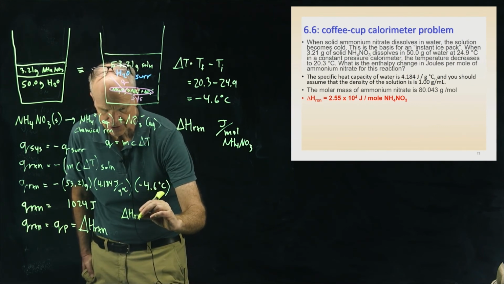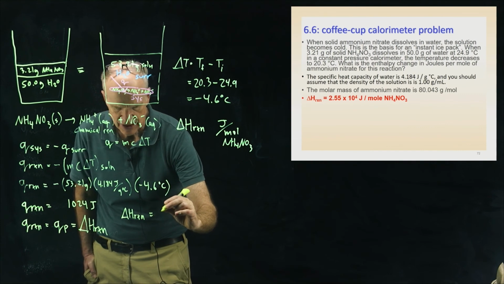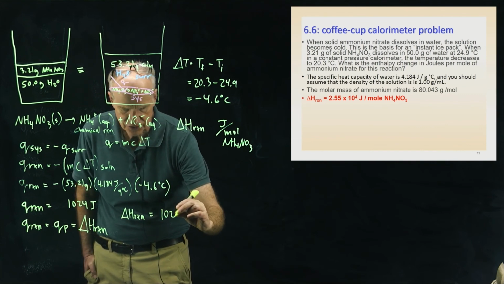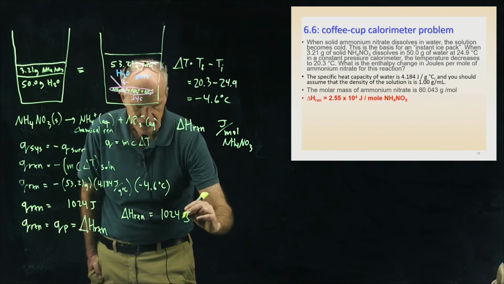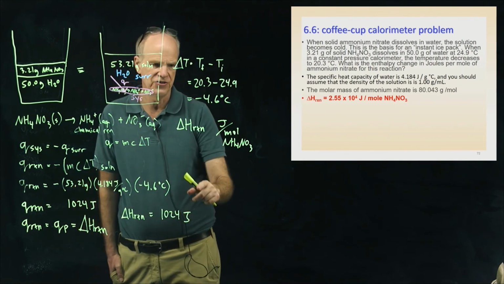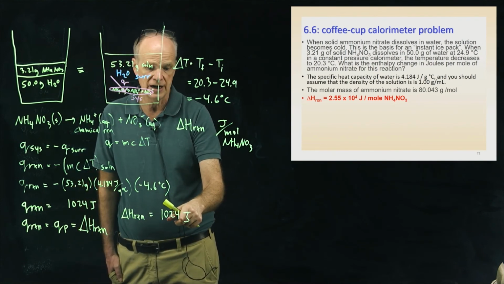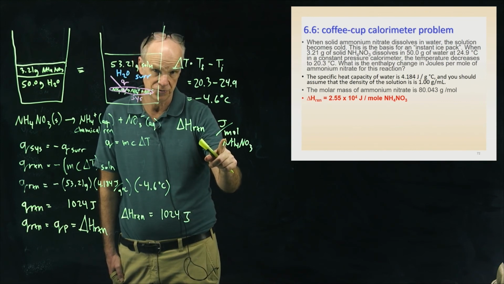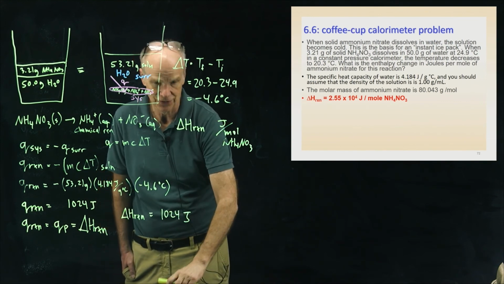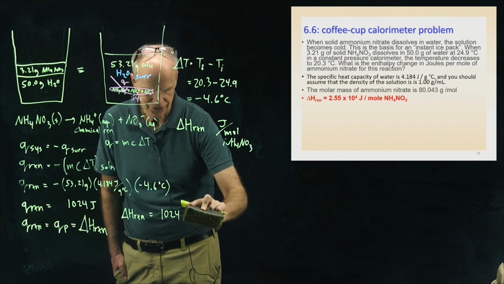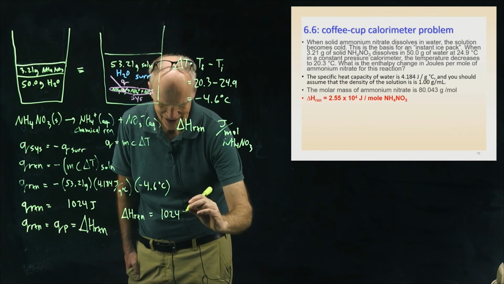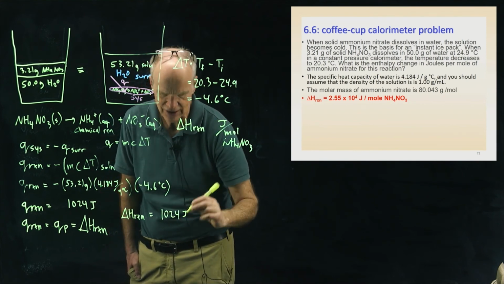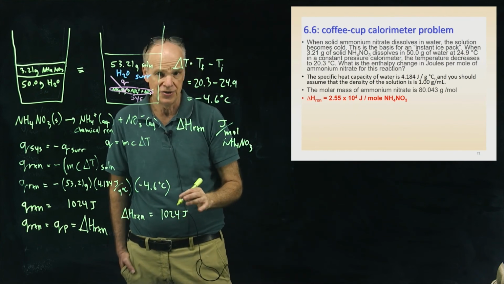The enthalpy change of the reaction is going to be positive 1024 joules. But again, the problem is this. We don't want an answer in joules. We want the answer in joules per mole. So what do we do? First off, let me fix this funky looking J here. Okay, so there we go. J is fixed.